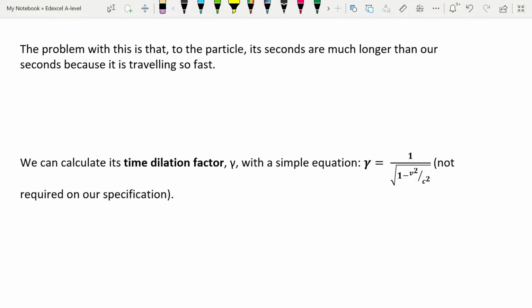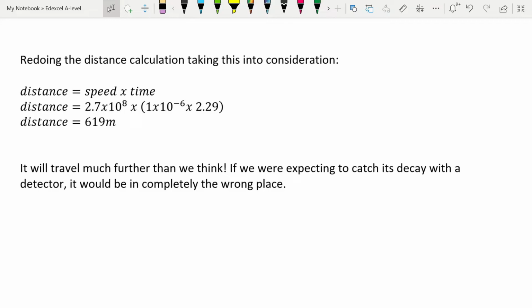And if we do that for a particle traveling at 90% the speed of light, we'll find our time dilation factor is 2.29. That means that instead of having a lifetime of 1 times 10 to the minus 6 seconds, we have a lifetime of 2.29 times 10 to the minus 6. And we'd have to redo our calculation. When we do that, same calculation, distance equals speed times time, we'll find that actually instead of 270 meters, which was our original calculation, that particle is going to travel 619 meters before it decays.